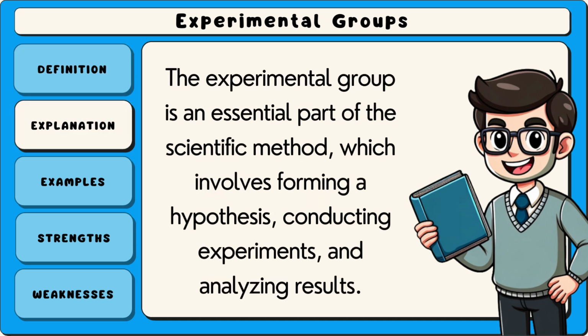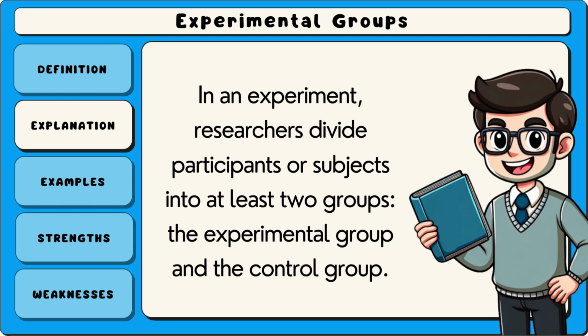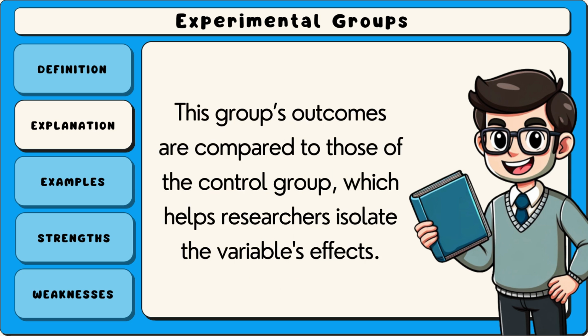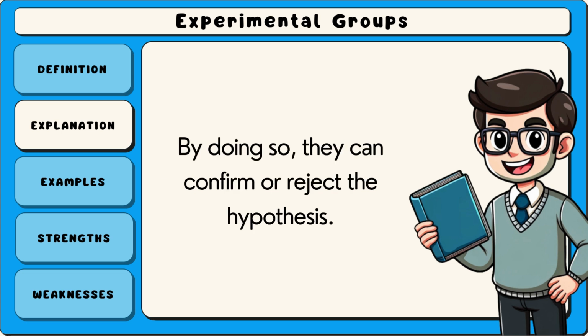The experimental group is an essential part of the scientific method, which involves forming a hypothesis, conducting experiments, and analysing results. In an experiment, researchers divide participants or subjects into at least two groups, the experimental group and the control group. The experimental group is deliberately subjected to the variable under investigation, such as a new medication, an educational method, or a specific environmental factor. This group's outcomes are compared to those of the control group, which helps researchers isolate the variable's effects. By doing so, they can confirm or reject the hypothesis.